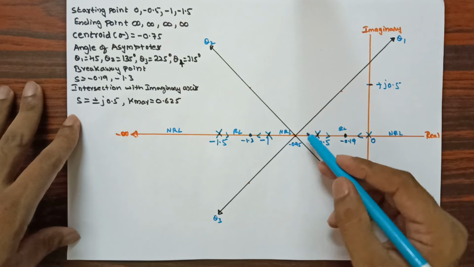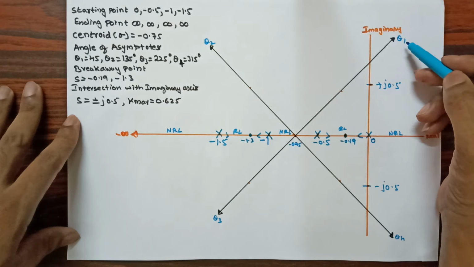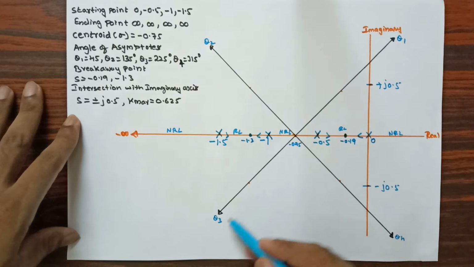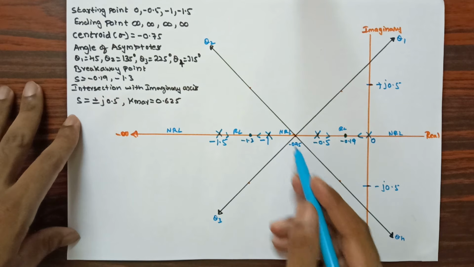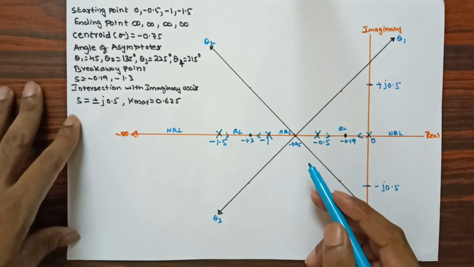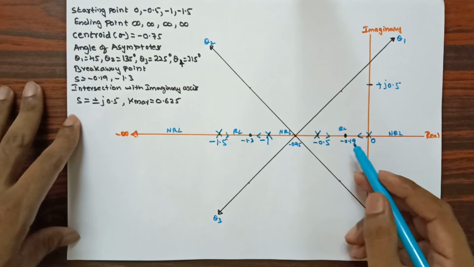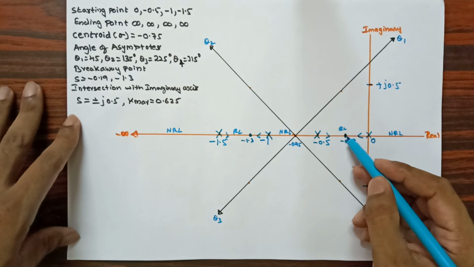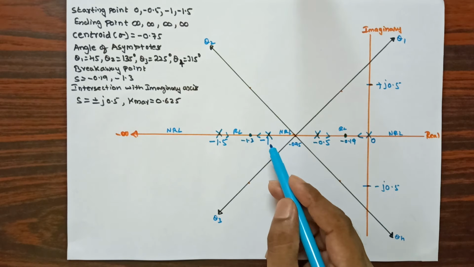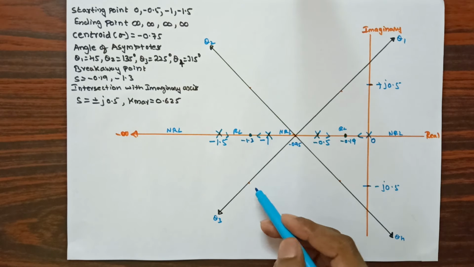You can see here at this point I have drawn 4 angles: theta 1 with 45 degrees, theta 2 with 135 degrees, theta 3 with 225 degrees, and theta 4 with 315 degrees. These are the 4 angles I have considered where the 4 poles are going to move towards the infinite path. Now these 2 poles which are going to meet at this point are going to follow these 2 angles, and for these 2 poles I have considered these 2 angles.